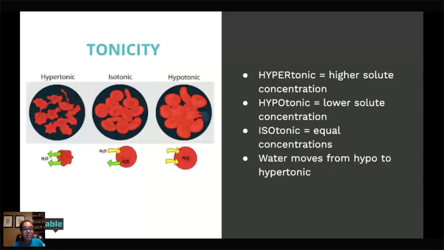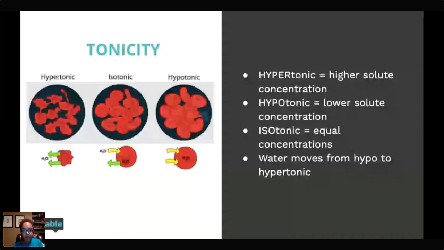Everything in terms of tonicity is in terms of the solutes. So if you have something that's hypertonic, it means that there are more solutes, which in turn means there's going to be less water. They're inversely related. In terms of hyper and hypo, the prefixes are referring to the solutes. So hyper has more solutes versus hypo, which has less solutes. And if it has less solutes, that means in turn it's going to have more water.